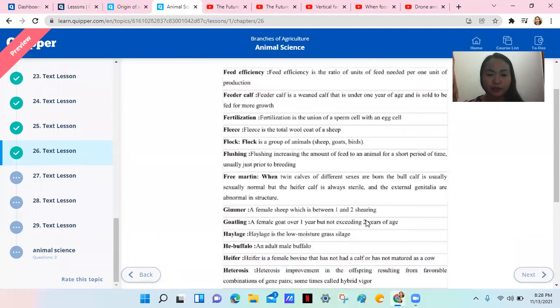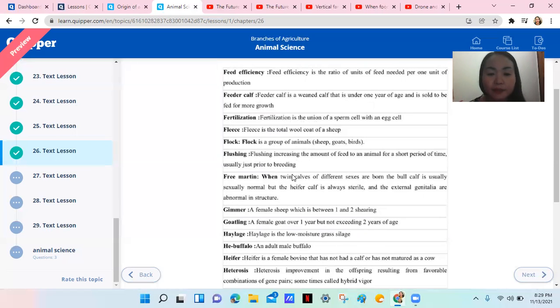Okay, we have feed efficiency. It's a ratio of units of feed needed per one unit of production. Feeder calf is a weaned calf under one year of age that is sold to be fed for more growth. Fertilization is the union of a sperm cell with an egg cell. Fleece is the total wool coat of a sheep. Flock is a group of animals such as sheep, goats, and birds. Flushing is increasing the amount of feed to an animal for a short period of time, usually just prior to breeding.